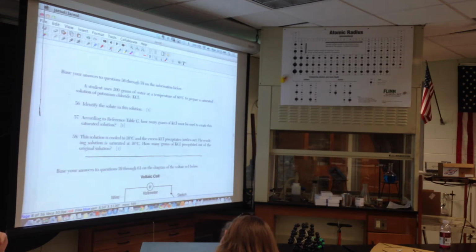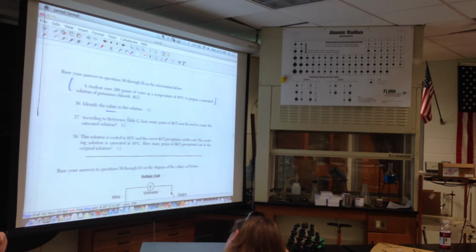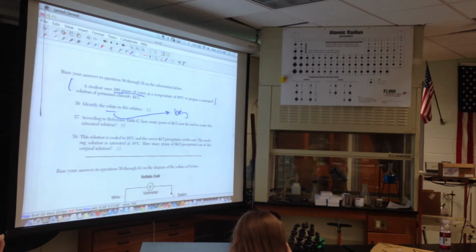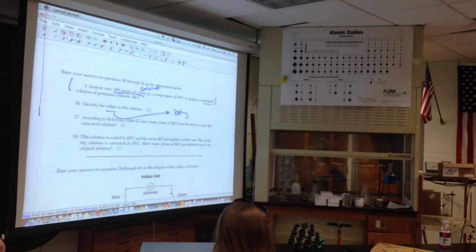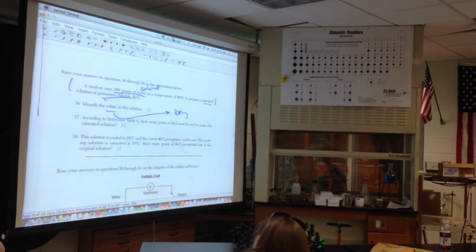56. Here's a blurb. My opinion, go read the question first. So many people try to read these blurbs and get all confused. Identify the solute. Solute, by definition, is a substance being dissolved. Who's being dissolved? I have 200 grams of water, which, by the way, is called the solvent. That's the substance doing the dissolving. I want to saturate a solution with potassium chloride. So who's being dissolved? KCl.